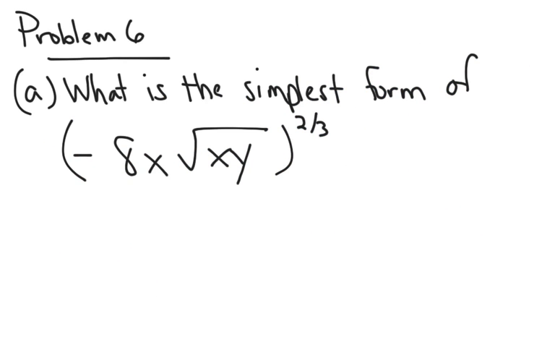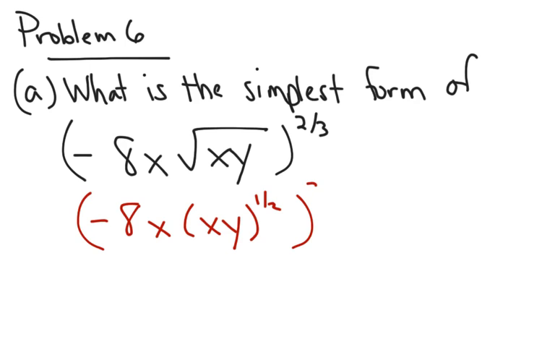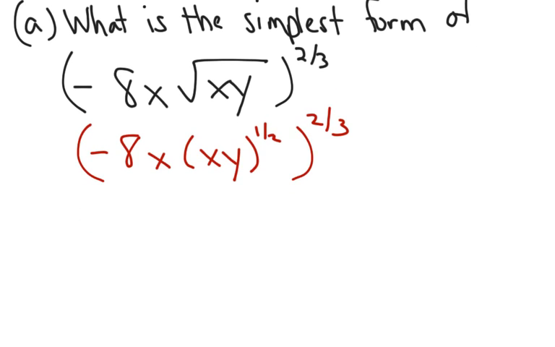Now we're going to make this problem a little bit harder. Let's talk about simplifying negative 8x square root of xy raised to the 2/3 power. The way we're going to go about simplifying this is we're going to start by getting rid of radicals and making them exponents. So the first thing that's going to happen is this is raised to the 1/2 power. Notice that both the x and the y are in the parentheses raised to the 1/2 power.